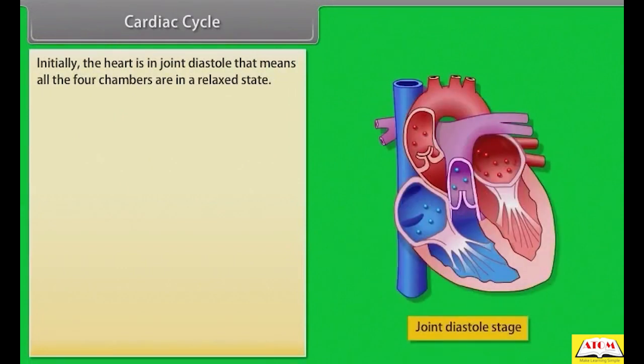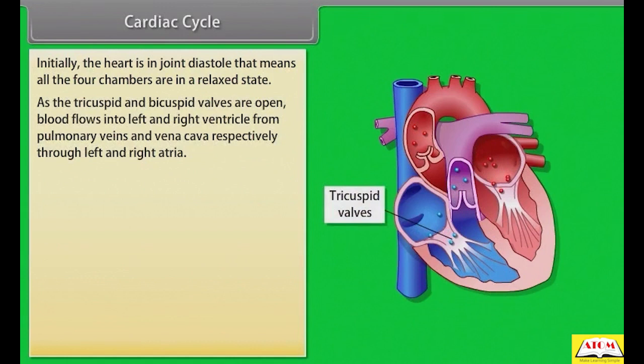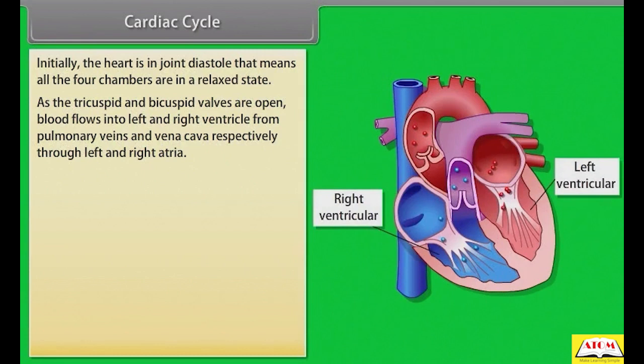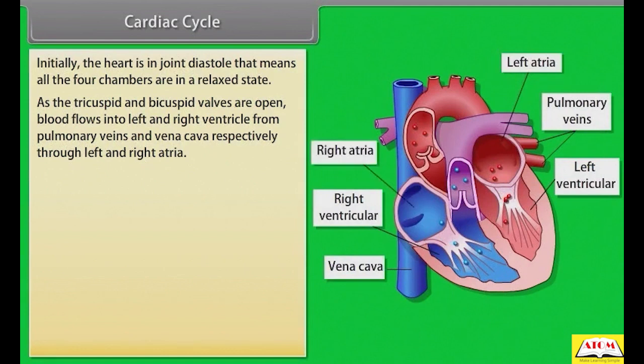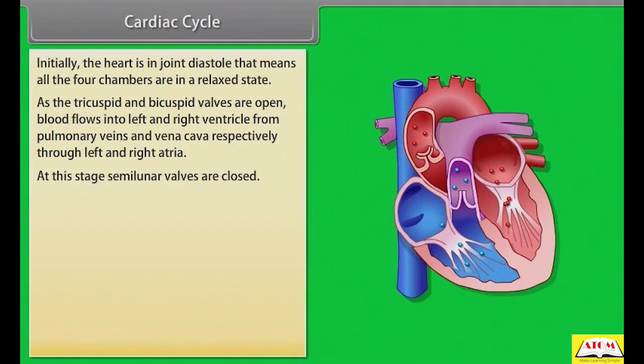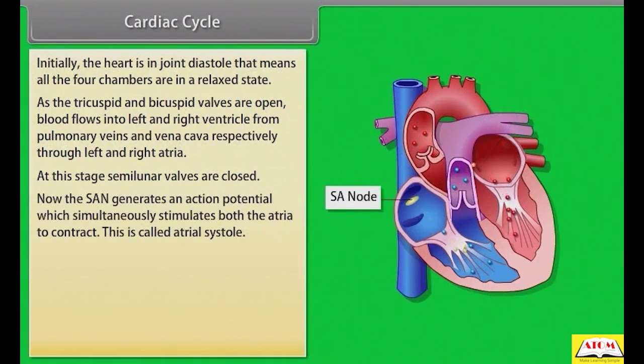Cardiac cycle. Initially, the heart is in joint diastole, that means all the 4 chambers are in a relaxed state. As the tricuspid and bicuspid valves are open, blood flows into the left and right ventricle from pulmonary veins and vena cava respectively through the left and right atria. At this stage, semilunar valves are closed. Now the SAN generates an action potential which simultaneously stimulates both the atria to contract. This is called atrial systole.